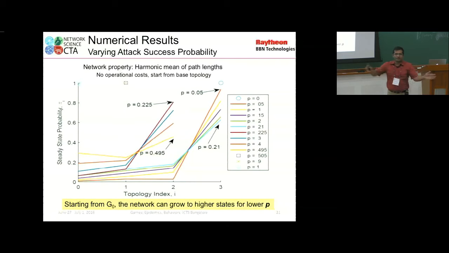So after probability half of attack success, basically there's no chance for the attacker, at least in the expected sense, and the defender can grow the network beyond G sub one. So essentially you can look at that, even for large graphs, this kind of phased step function behavior in the maximum state which you can reach, that can be observed.